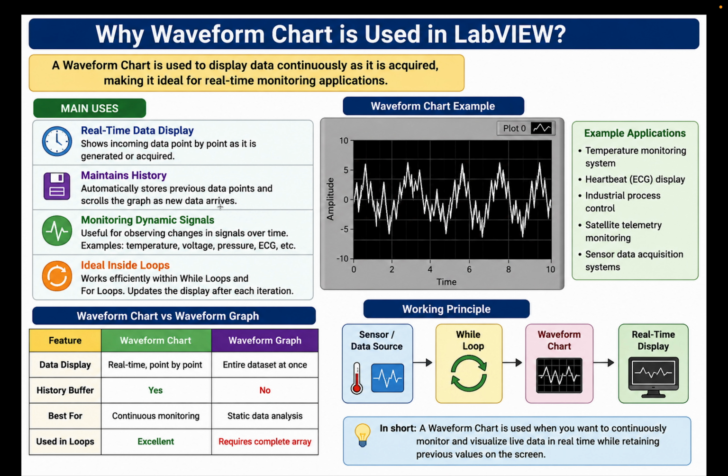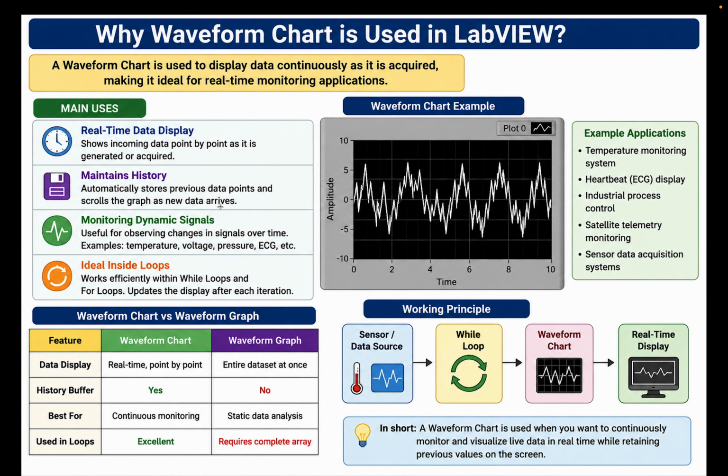And if it is a waveform graph, there is a difference between the waveform chart and the waveform graph. The waveform graph doesn't display the instantaneous data. Only once the complete output is available is it used to display the data. And there is a buffer for the waveform chart, but there is no buffer for the waveform graph. The waveform chart is used for continuous monitoring, and the graph is used for static data analysis.